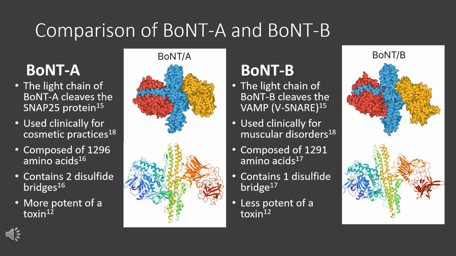Now to compare the two toxins, botulism toxin A, once inside a neuron, will cleave the SNAP25 snare protein, whereas the botulism toxin B will cleave the VAMP-V snare. They will both cause the same effect by inhibiting vesicle fusion. Botulism toxin A is used more often in cosmetic practices, whereas botulism toxin B is used for treating muscular disorders. The botulism toxin A is slightly longer of a polypeptide chain, and it contains 2 disulfide bridges, whereas botulism toxin B only contains 1. This could be why botulism toxin A is more potent of a toxin than type B.